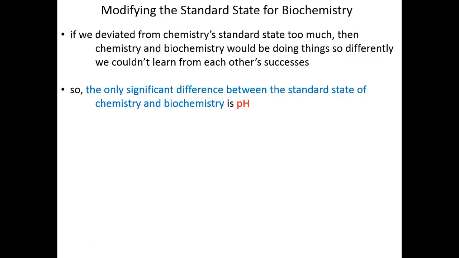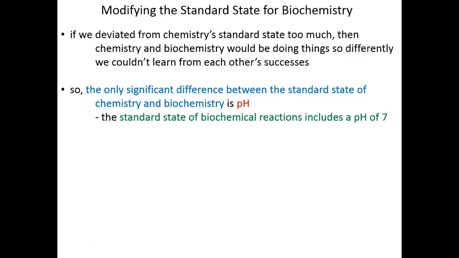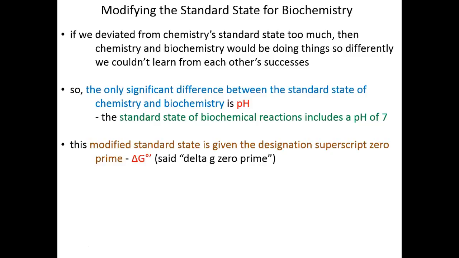So what we've decided as biochemists is to say, okay, we'll deal with the elemental purity, no problem. 1 atmosphere of pressure works for us. The real kicker is this concentration issue, especially when it comes to free proton concentration. So what life scientists, biochemists, decided to do was allow the biochemistry standard state to deviate from the standard state of chemistry only under the parameter of pH. The standard state for biochemical reactions is a pH of 7, not a pH of 0. We've adopted everything else.